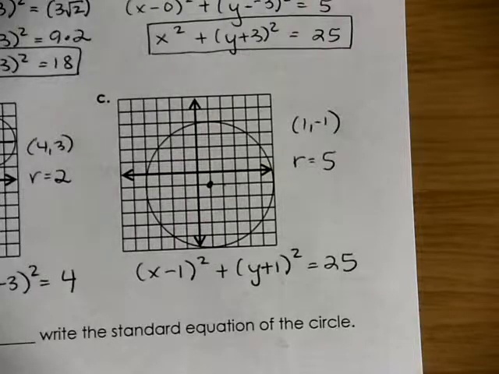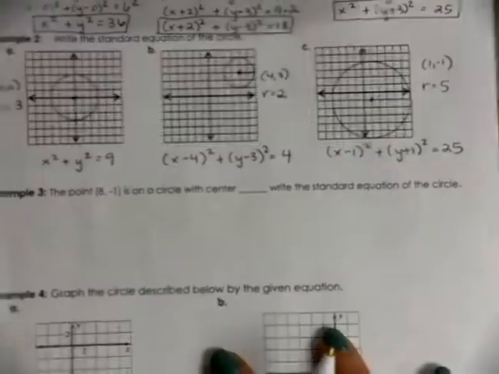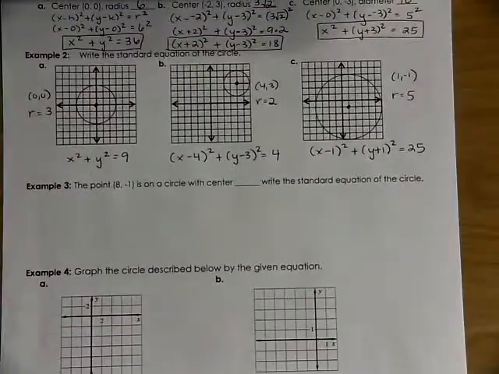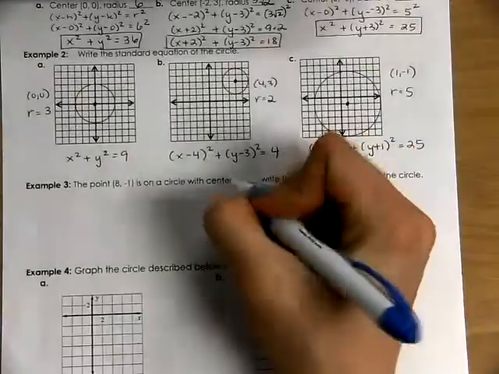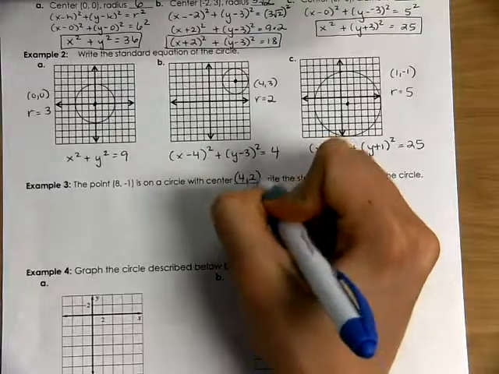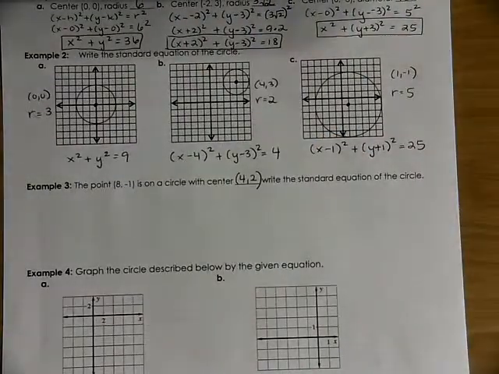Now I'm going to keep asking you for equations of circles, but now I'm giving you a different piece of information. So let's look at example 3. Example 3 says the point 8, negative 1 is on a circle with the center at 4, 2. And I want you to write the standard equation of the circle. Take some time right now and work in your group and try and figure out what the equation would be.